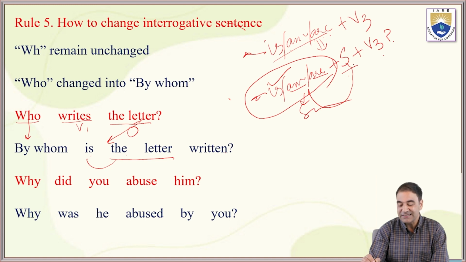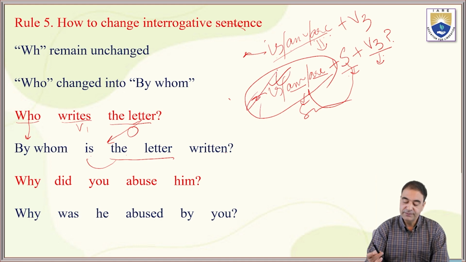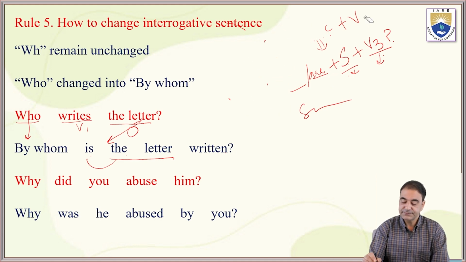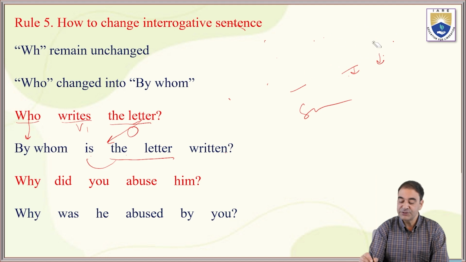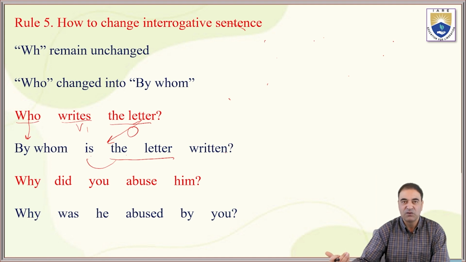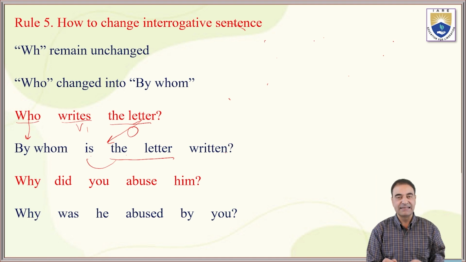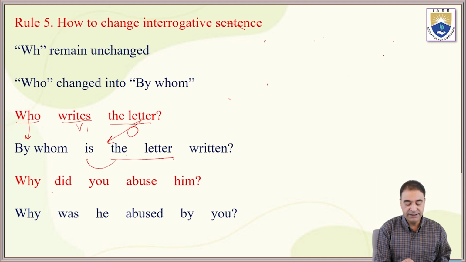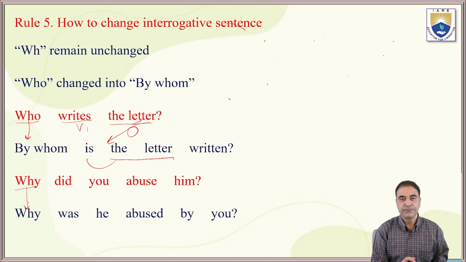Letter, the subject, then verb in third form. Only remember one thing, and that is introduce subject after helping verbs. That will be forms of verbs. Okay. Now look at the second sentence. Why did you abuse him? Why? It will not change. Only who will change into by whom. Rest of the interrogative pronouns, that means WH question, they will not change. Okay. Why? It will remain same.